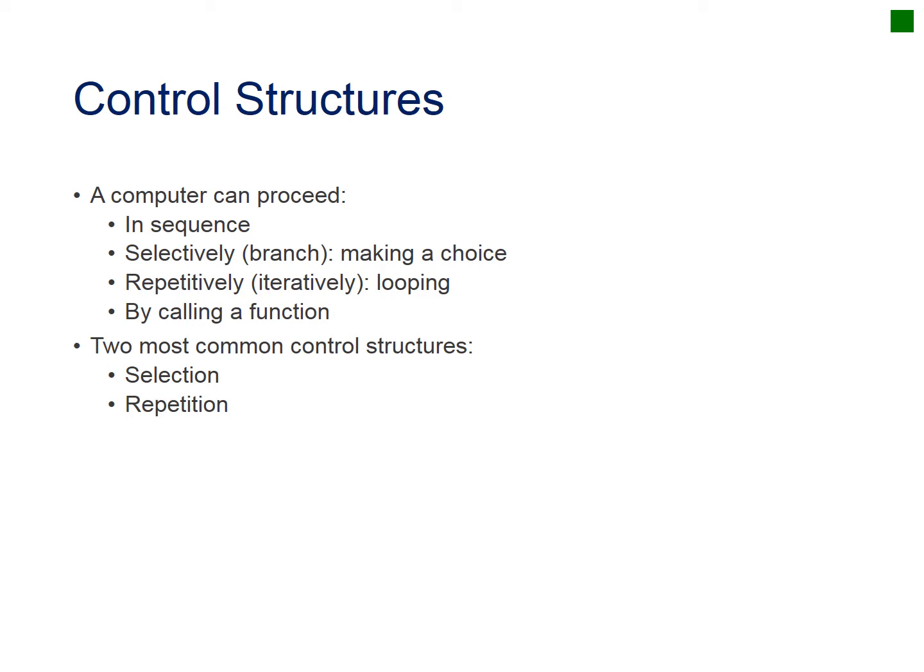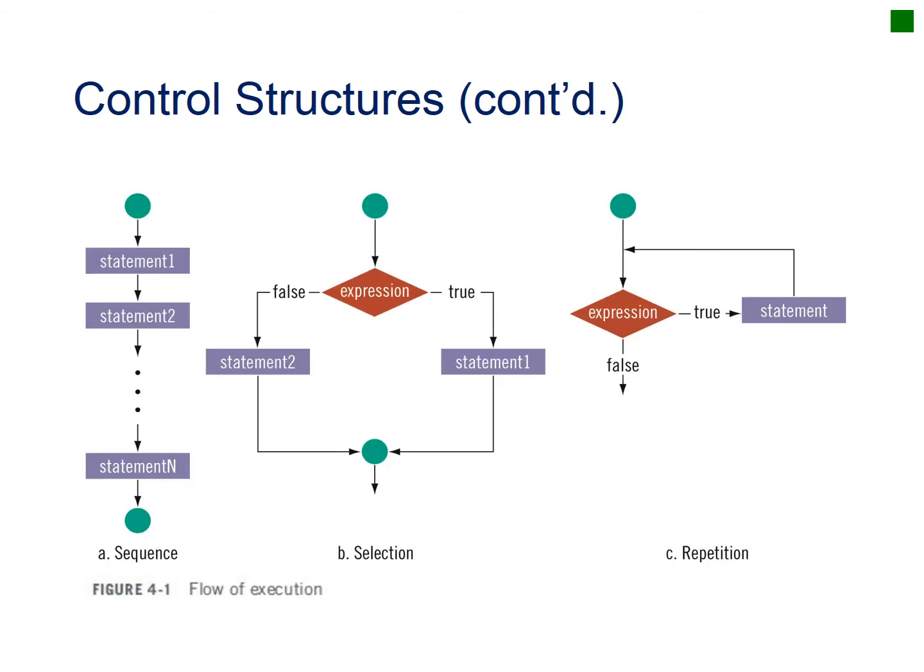A computer can process instructions in sequence, selectively using branches, making a choice, repetitively, iteratively, looping, or by calling a function. The two most common control structures are selection and repetition. Figure 4-1 illustrates the flow of execution of each control structure.